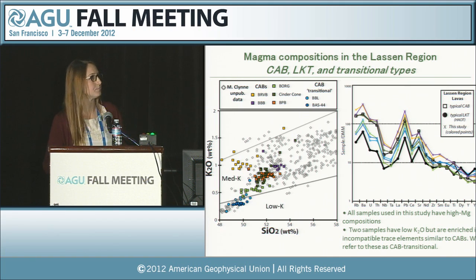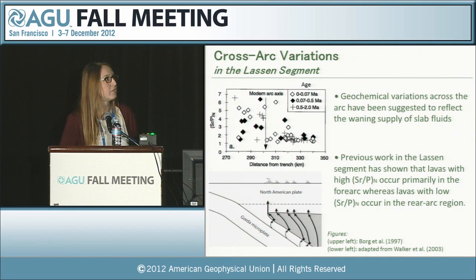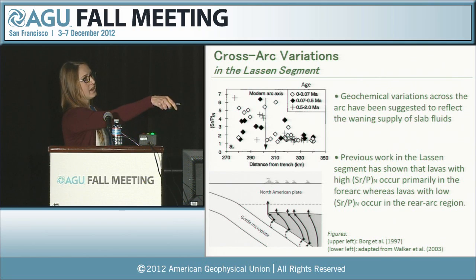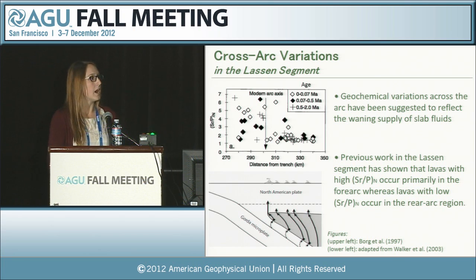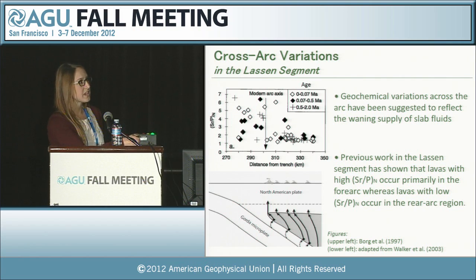As I said before, we're interested in these cross-arc variations because they're believed to reflect this waning supply of slab fluids with both increasing distance from the trench and depth to the slab. Here we have a figure from Borg et al. 1997, which shows calc-alkaline basalts from the Lassen segment.